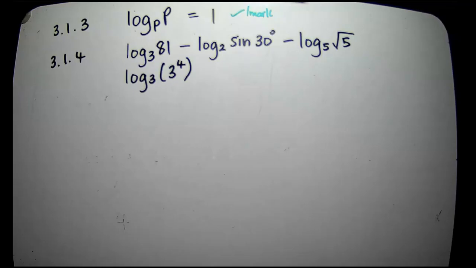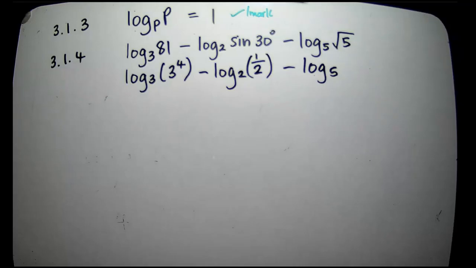So the first one, we know that 81 is 3 to the 4. How do we do this? 3 to the 1, 3 to the 2, 3 to the 3, 3 to the 4 on your calculator. 81. Then sine 30, plug it into our calculator. That's our half. Square root 5, write it as an exponent. 5 to the half. Right, now we can bring those exponents to the front.